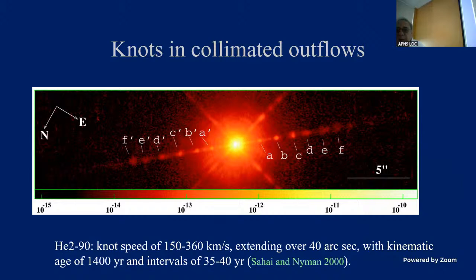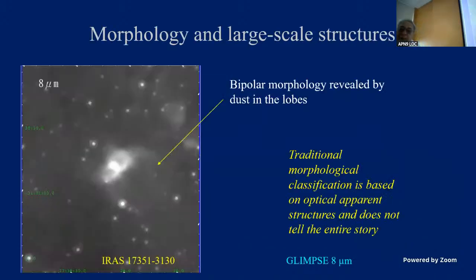We also have these high-density knots in collimated outflows. So what is the origin of these knots? Again, some kind of episodic phenomenon. The good thing is that with these, we know the intervals between the knots, and therefore we can put constraints on whatever model creates this episodic phenomenon.